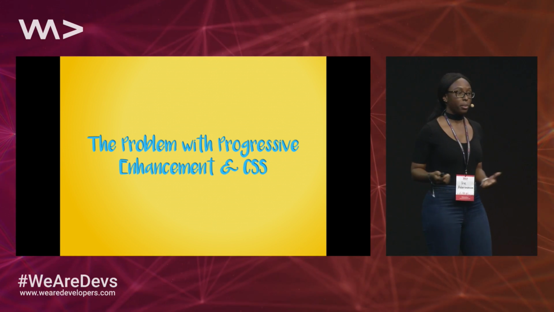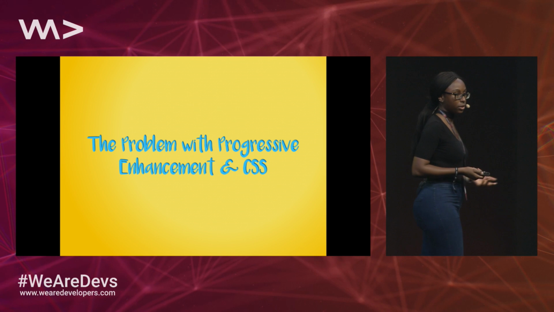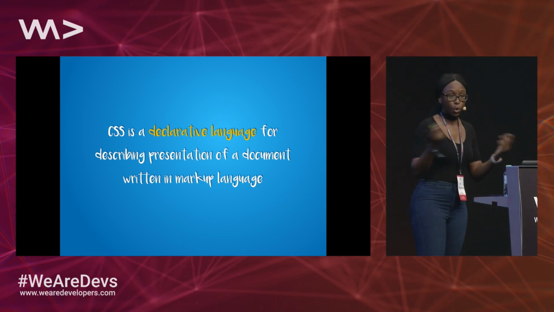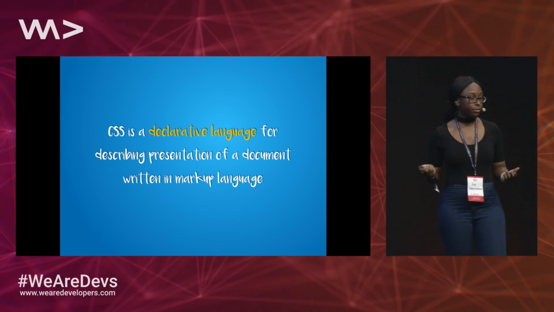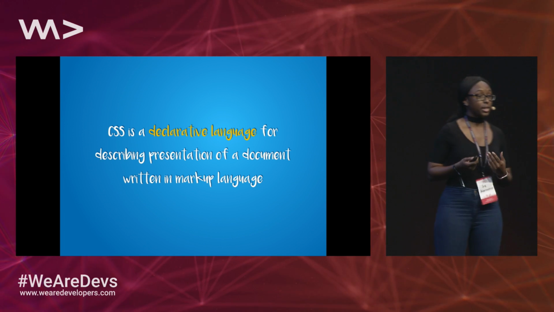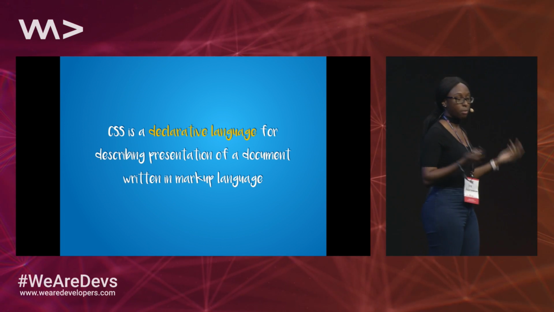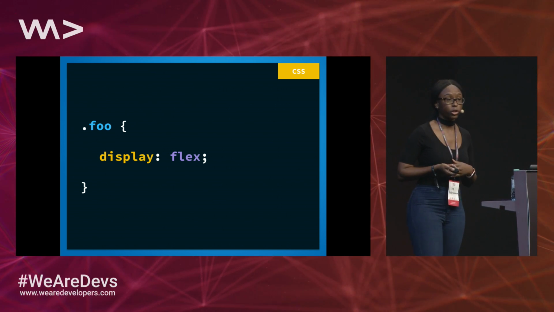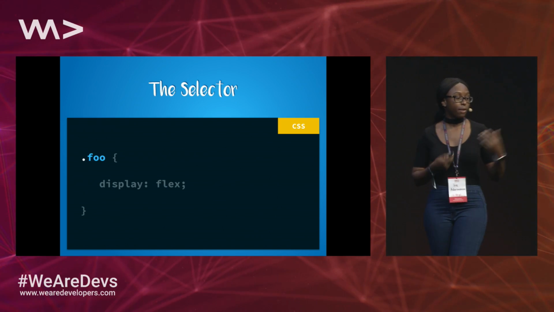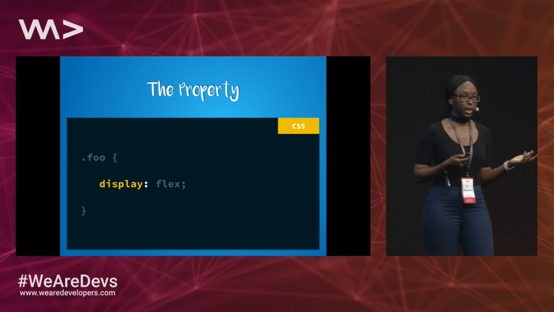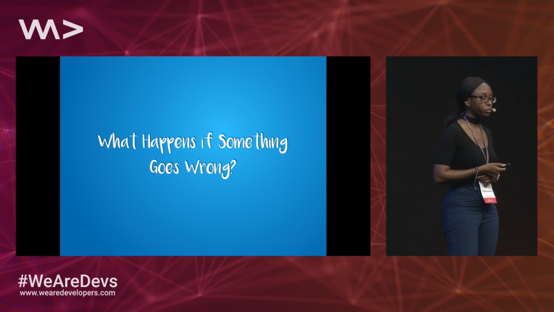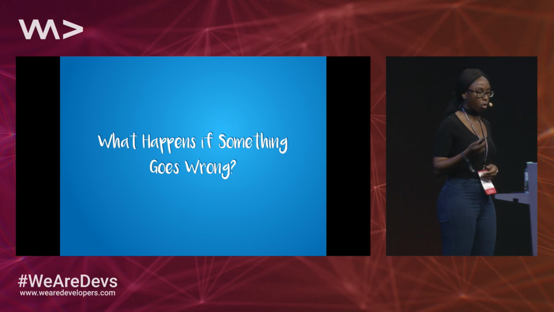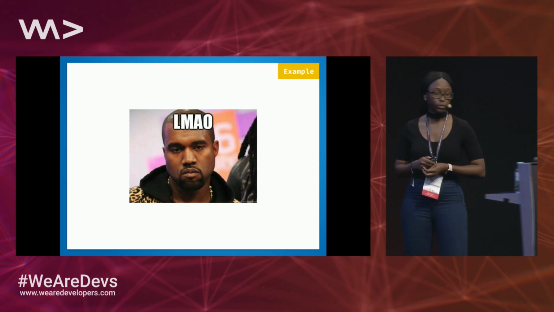So what's really the problem with applying progressive enhancements to CSS? As we all know, CSS is a declarative language for describing the presentation of a document that's written in a markup language. And as we know, its CSS declaration is made up of 3 parts. We have the selector, then the property, and the value. So what happens if something goes wrong with any of these elements?